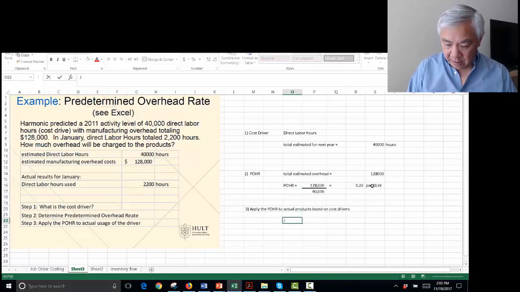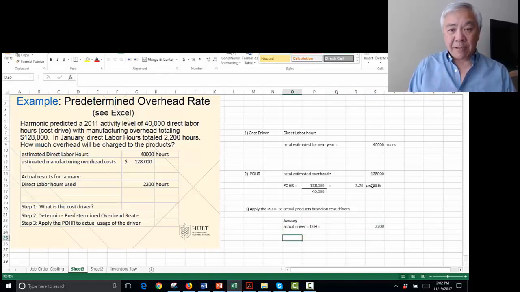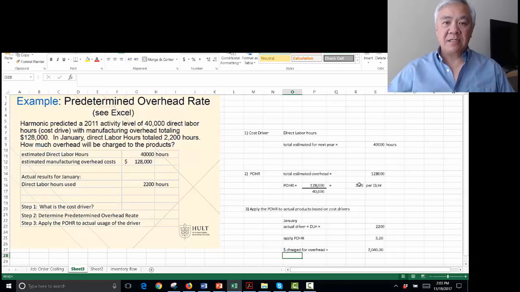So in January, we had actual drivers equal to the direct labor hours, and the number of hours used is 2,200. Now we can say the application, apply the POHR, and that is a rate that we saw previously, 3.20. The dollars charged for overhead will equal the direct labor hours times the rate. So we will charge $7,040 in January for overhead.